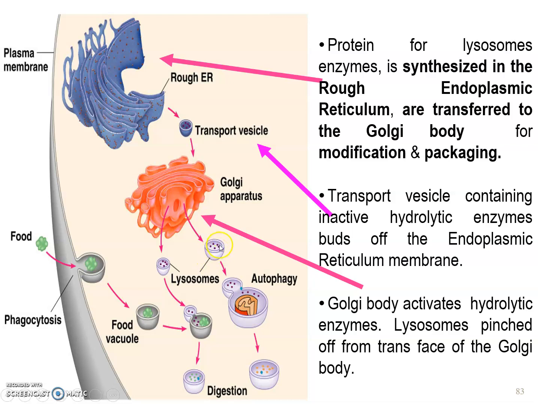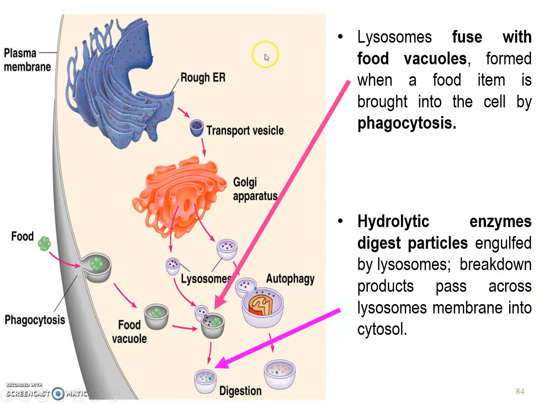Lysosome will be involved in the process of autophagy or intracellular digestion. Lysosome will fuse with the food vacuoles. Food vacuoles are formed when the process of phagocytosis occurs. Phagocytosis will take in the food granules and then package them into a food vacuole. Now the lysosome will fuse with the food vacuole and release the hydrolytic enzyme into the food vacuole to digest the food.